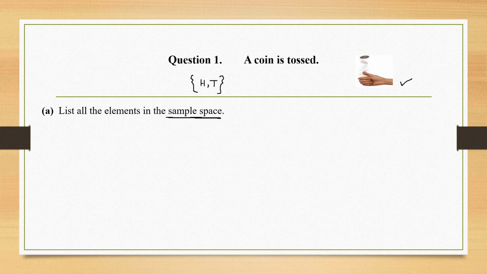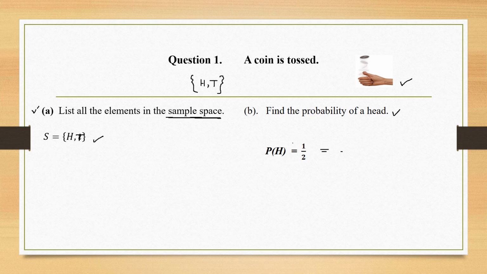So our first question is, list all the elements in the sample space. Sample space means that we will write down all the possible outcomes. Here we have only two outcomes, head or tail. So this is our sample space. Now part B is, find the probability of head. My dear student, in total we have two possible outcomes, but the favorable outcome for head is 1. So the answer will become 1 by 2.